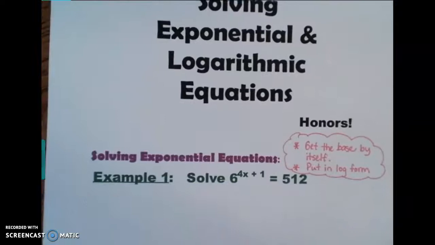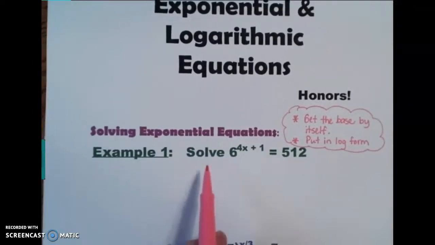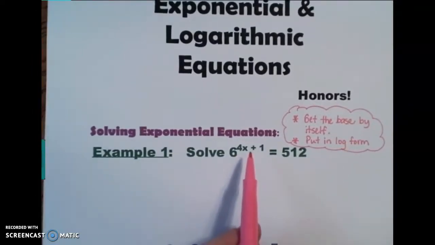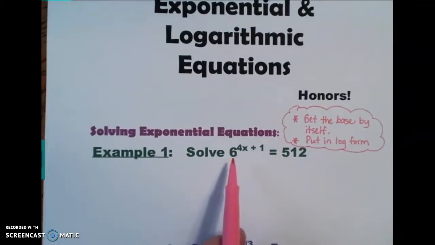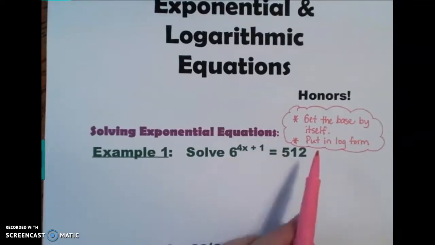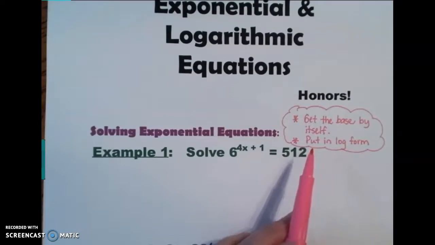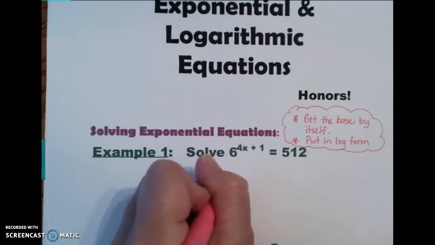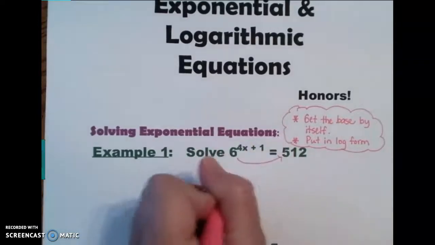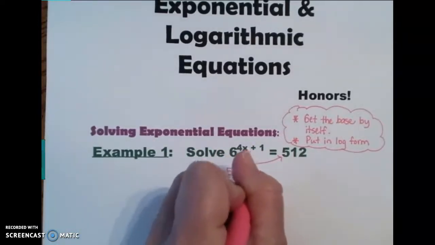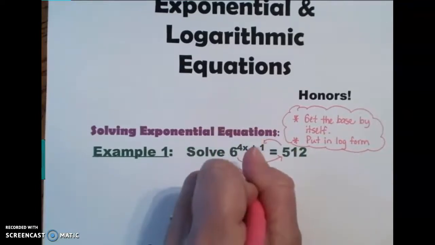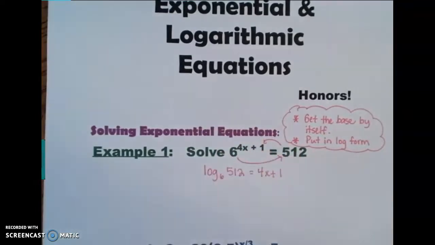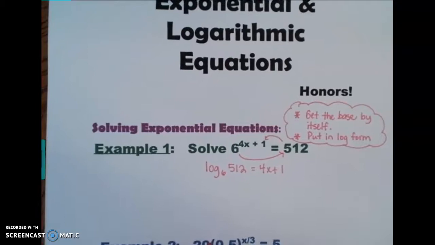So if you look at our first example, we have 6 to the 4x plus 1 power equals 512. Our base is 6, so it is by itself. So we are ready to go straight to log form. So remember to use the outback method. So log of base 6, go out to get your 512, equals, come back to pick up that exponent. And then you've set up your log equation.